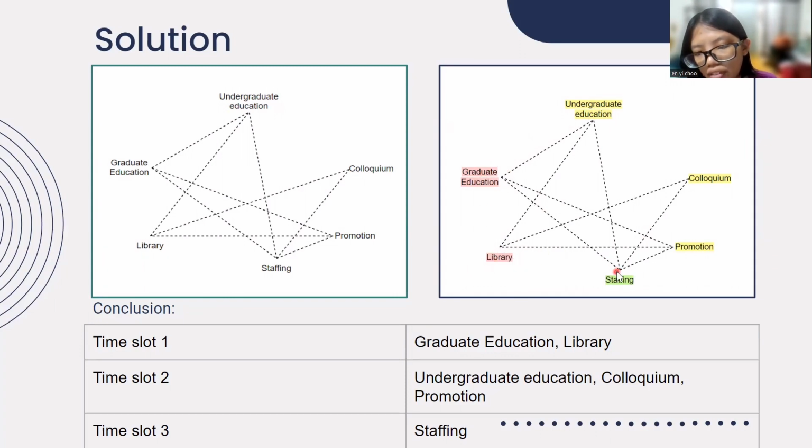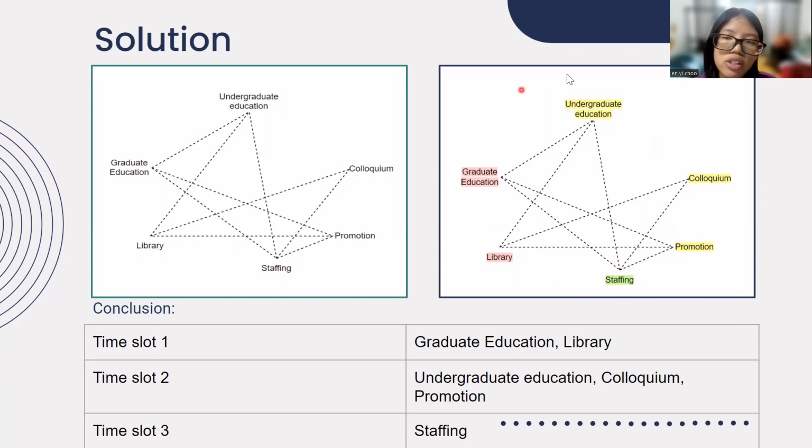So next we move to staffing. Staffing is connected to graduate education, undergraduate education, and also colloquium. So actually, without noticing the color yet, I connected to yellow color and pink color. So what color can you choose? I need to choose a different color besides pink and yellow. So that's why I put it as green color. Then the rest, I put as yellow because it is not connected with the yellow color. So I can put this as yellow.